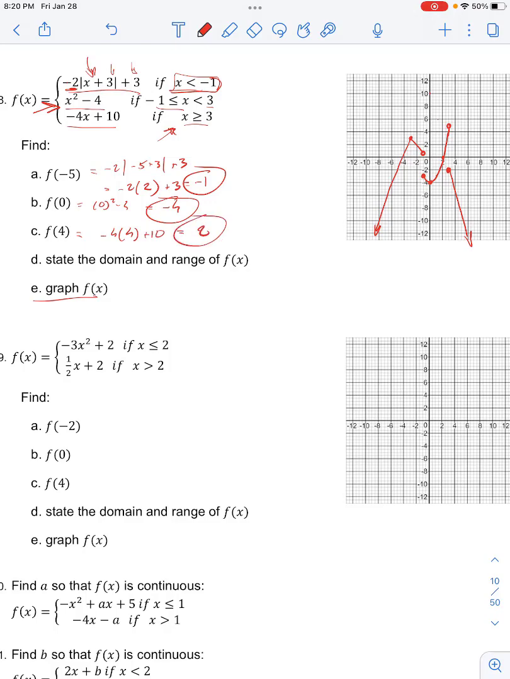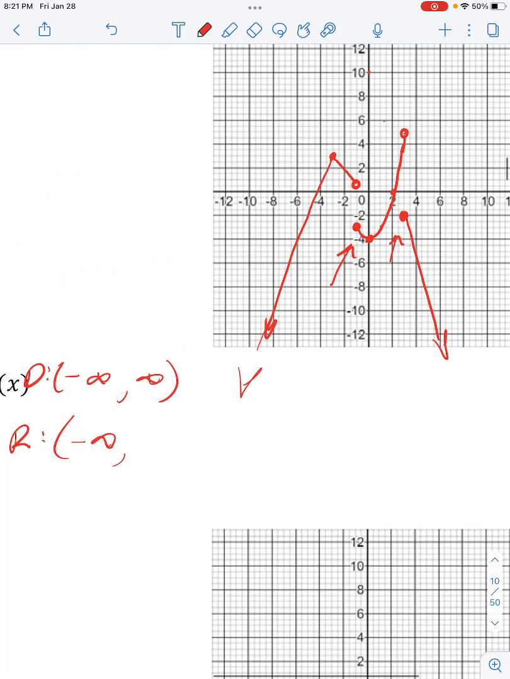State the domain and range of f. So domain is continuous because each of these points where we have a disjunction, we still are continuous over the interval. So we have domain from -infinity to infinity, and the range goes from -infinity because these lines extend downwards. We have -infinity up to, but not including this maximum point here, which would be at 5.